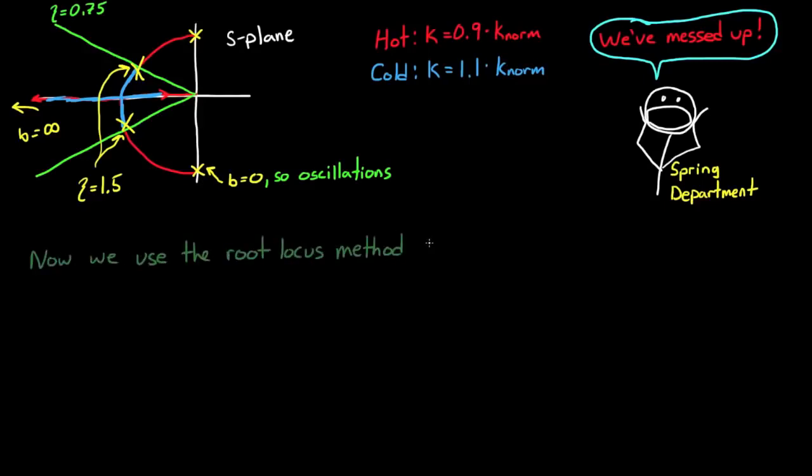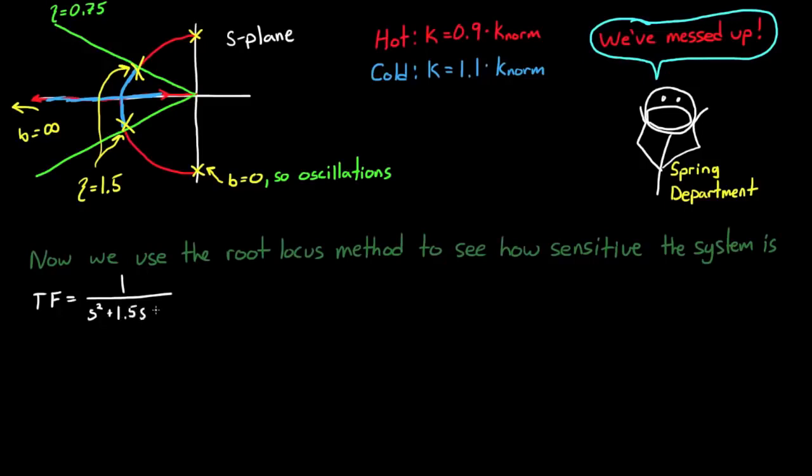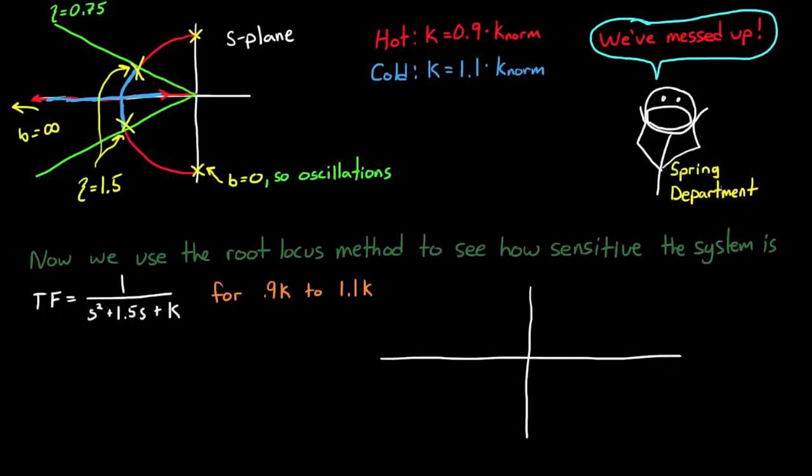And now we can use the root locus method to determine how sensitive the system is to changes in the spring constant. You can replace the spring constant with a variable k in the transfer function. Then either manually or with a software package, you can run the root locus with k varying from 90% to 110% of the ideal spring constant. And when you do that, you'll see the following graph in the S-plane.